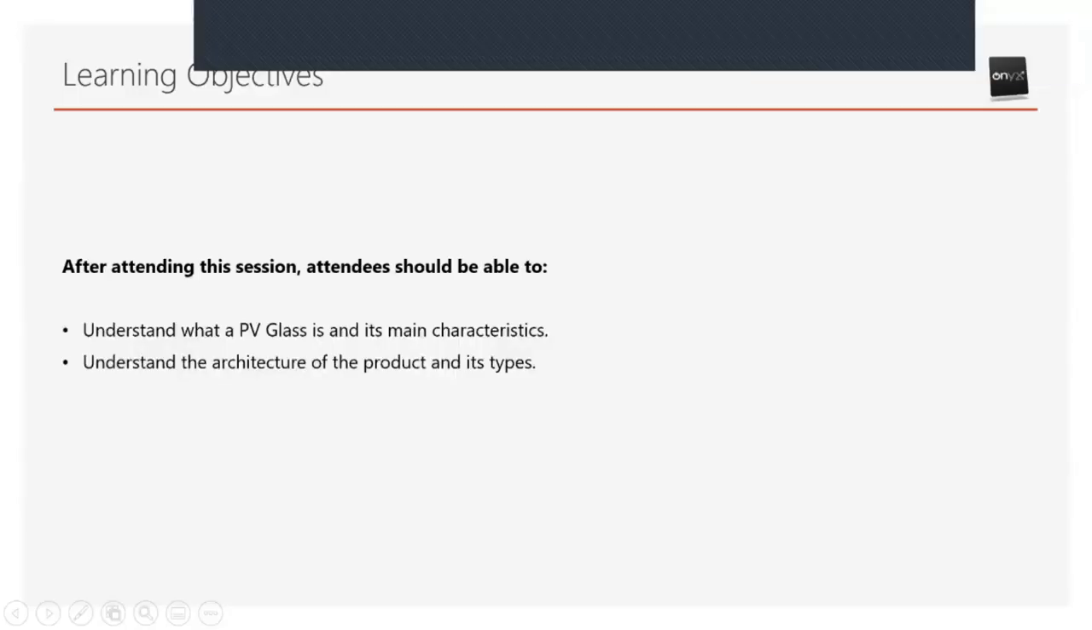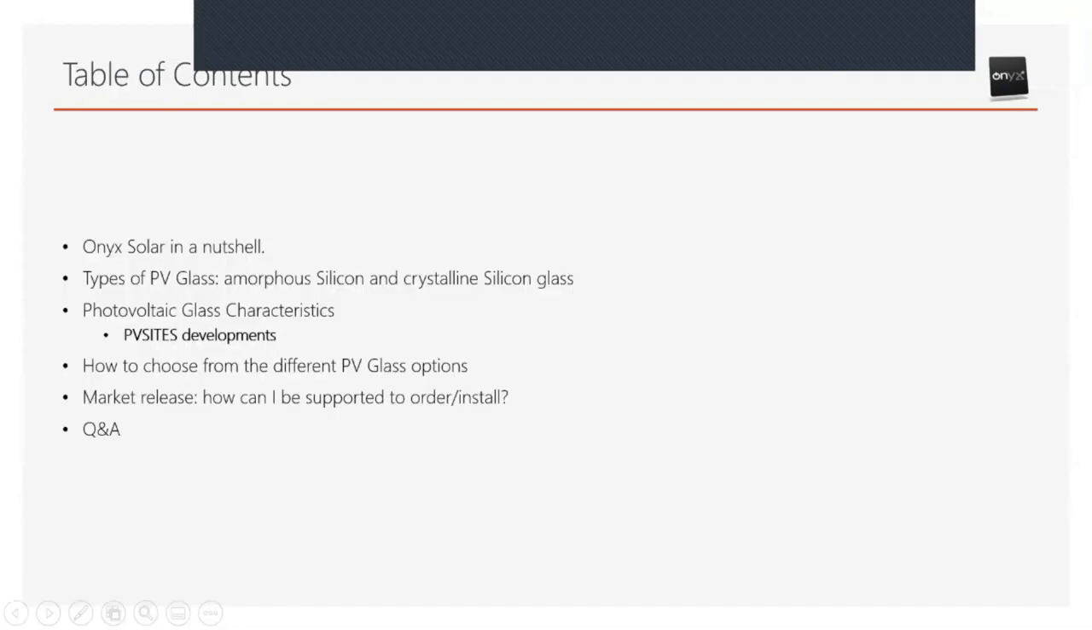Okay. The aim of this part of the webinar is that at the end of it, you can understand what a photovoltaic glass is, what the main characteristics are, and which type of photovoltaic glass can be used. To achieve this objective, we will see the different photovoltaic technologies that exist, and we will show you a sample of new developments that have been carried out within the PVSITES projects. We will also see how to choose between the different options of photovoltaic glass available in the market.